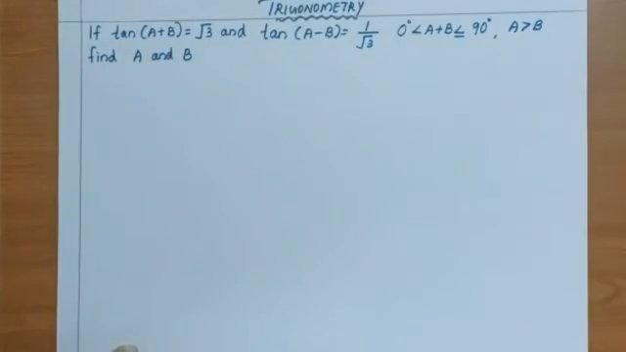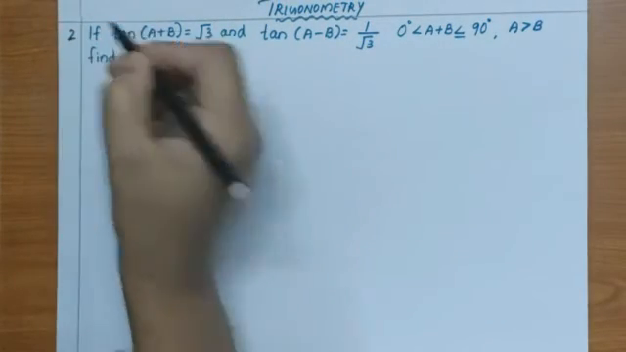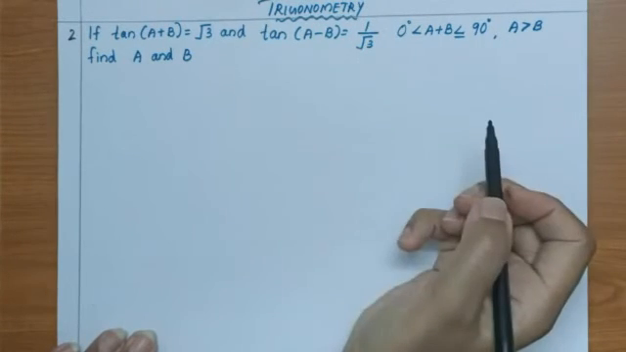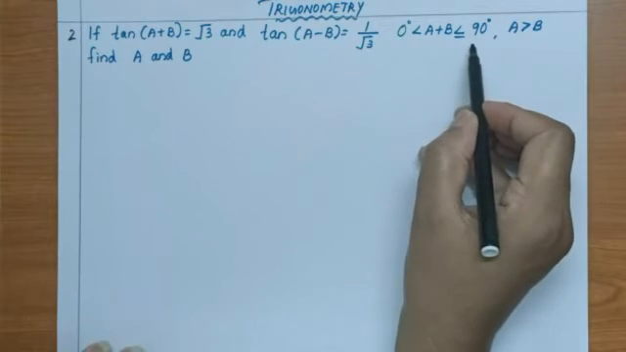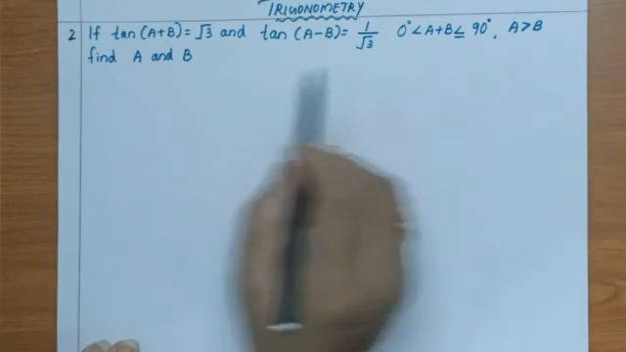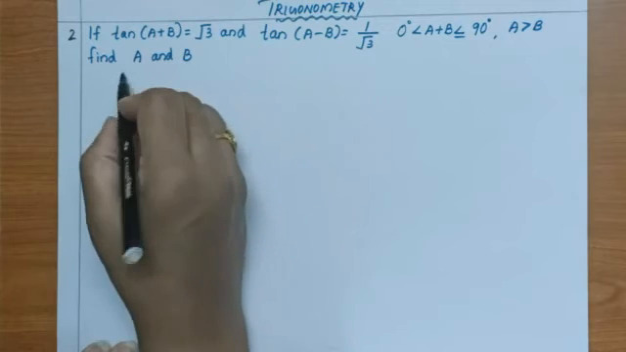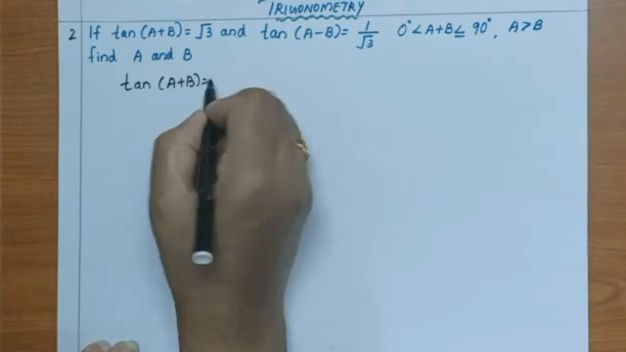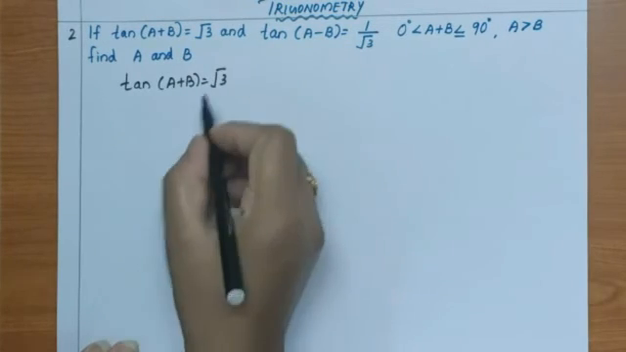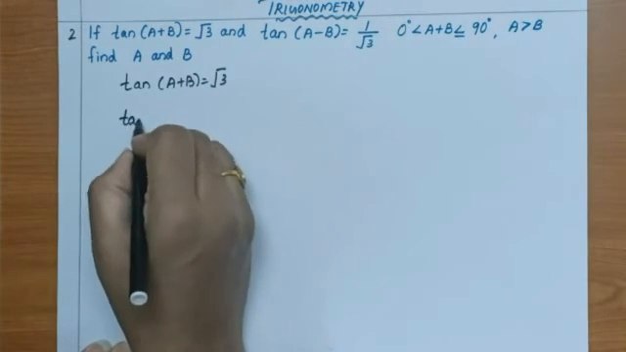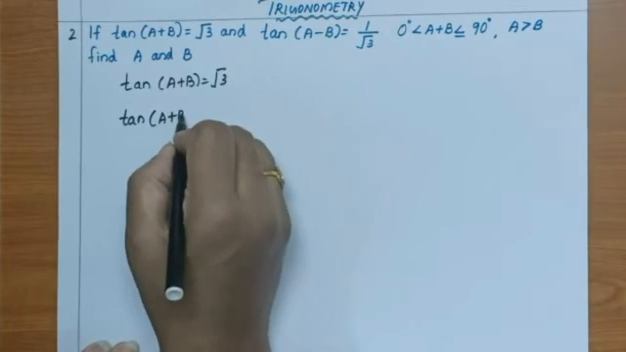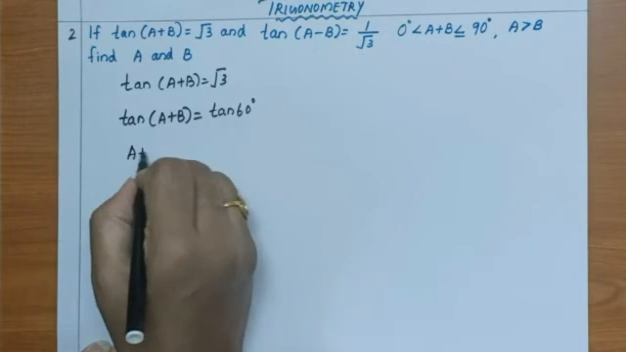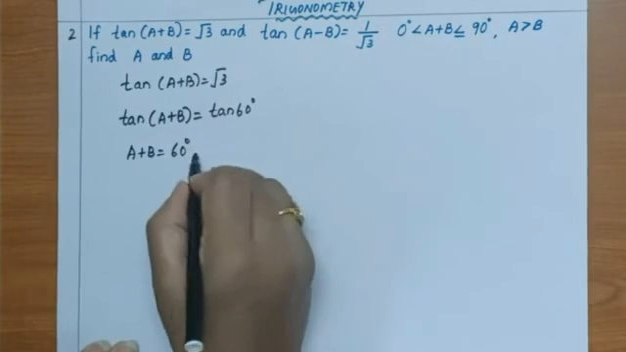Now question number 2. If tan a plus b equal to root 3 and tan a minus b equal to 1 by root 3, 0 degree less than a plus b less than or equal to 90 degree, a greater than b, we have to find the value of a and b. So tan a plus b, it is given root 3. We know that root 3 we will get for tan 60 degree. So tan a plus b equal to tan 60 degree. So a plus b equal to 60 degree. We can consider this as equation number 1.